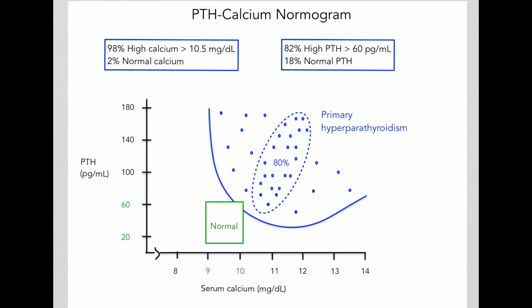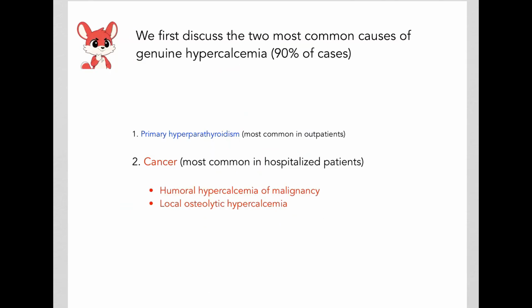Now in real life, there is always variation. So what we see practically is about 98% of patients with primary hyperparathyroidism will have high calciums greater than 10.5, but there's going to be a small amount of people who will have a normal calcium level, while about 82% of the patients with primary hyperparathyroidism will show a PTH greater than 60 picograms per mil, and about 18% will show a normal PTH.